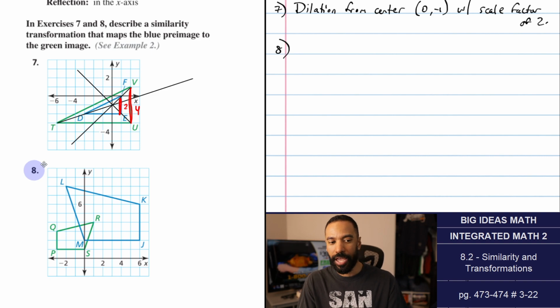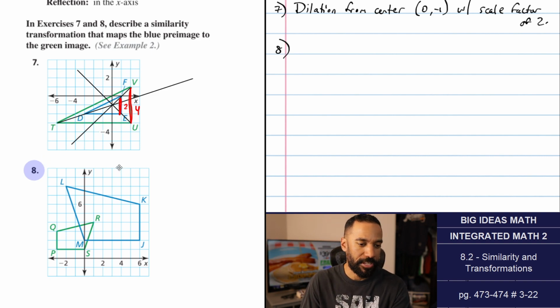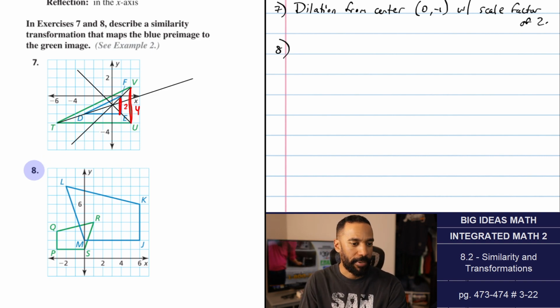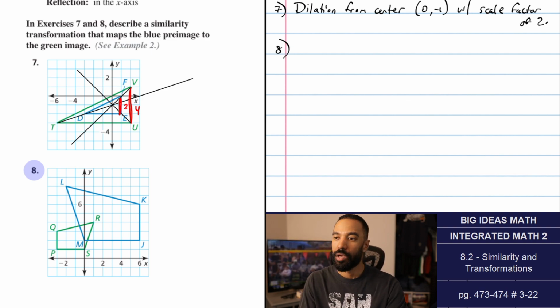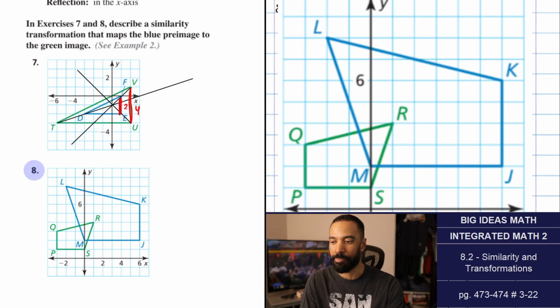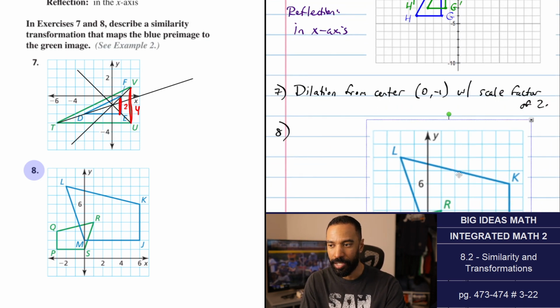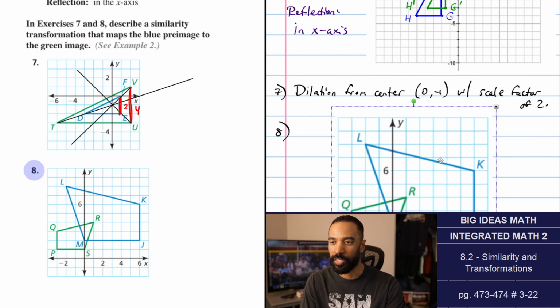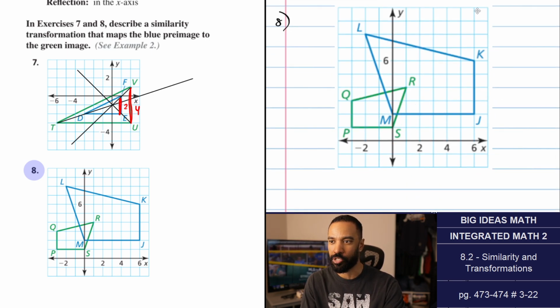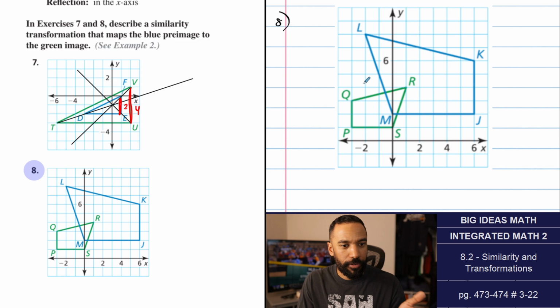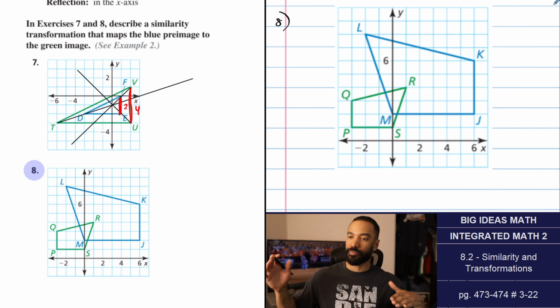Number 8's a little trickier, and more so, I'm going to copy and paste it because I like to map. It's going to take more than one thing. A dilation is involved, but there's also clearly something else going on. Now, to me, it appears to be a reflection that is also going on. Let's just play with this on top, and then I'll write an answer down below. So, we're going from blue to green. So the blue's the bigger one, right?